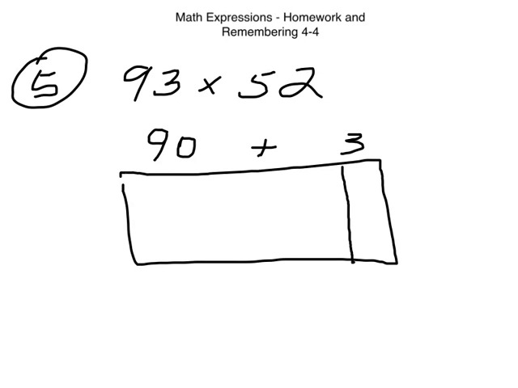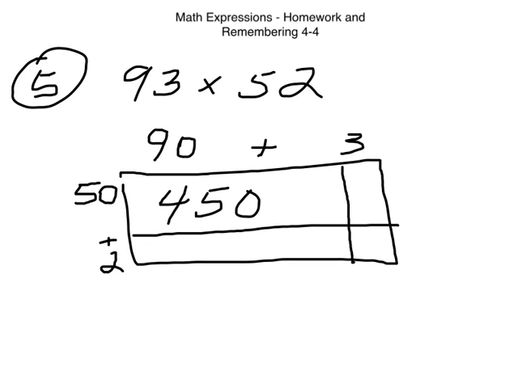Now we're going to take 52 and write on the side 50 plus 2. And then we'll cut that right here as well. So what we did is we made sections, and for each section we're going to find the area of those. So what's 90? 90, because that's this length, times this width of 50. 9 times 5 is 45. And then we're going to add those 2 zeros from the 90 and the 50 to get 4,500 there in that large section.